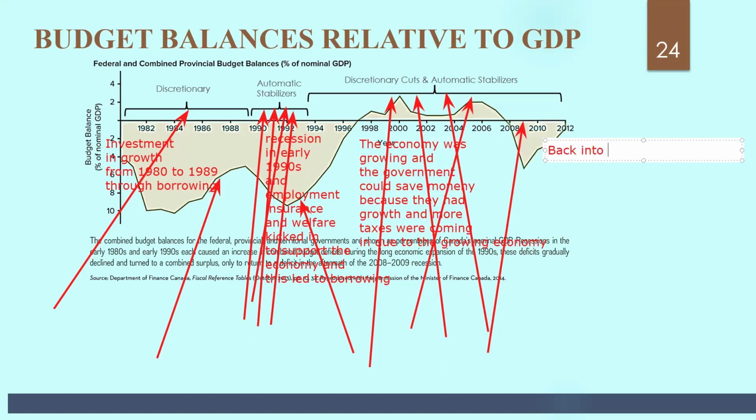So back into recession in 2008, and employment insurance and welfare kick in. So employment insurance and welfare are used to stabilize the economy during recessions.